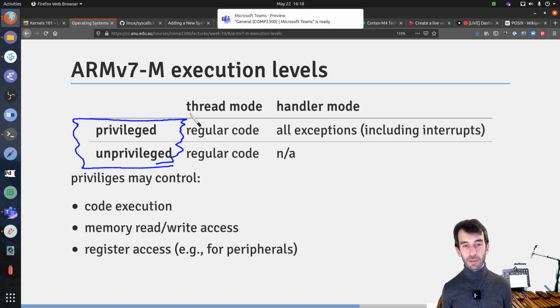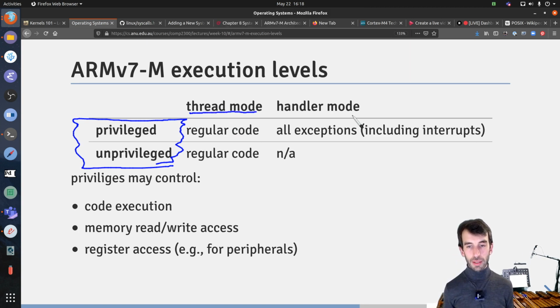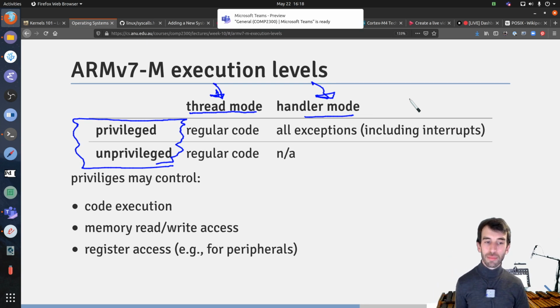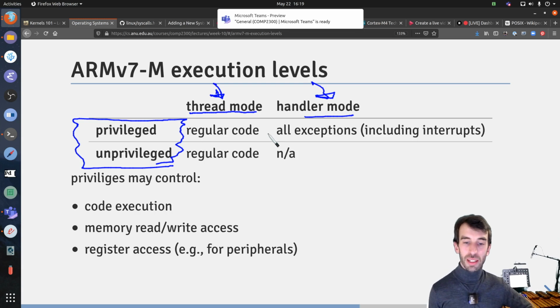Now, thread mode is the mode that your normal code is running in. So when you're running a regular program on your Disco board, whatever runs under the main label, that's in thread mode. And handler mode is entered when you're in an exception handler. As it turns out, on the Disco boards, the design is such that whenever you're in an exception handler, that's running in privileged mode. So all handler mode code is running in privileged mode.